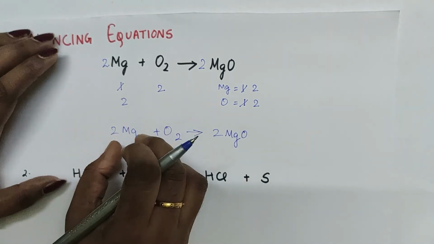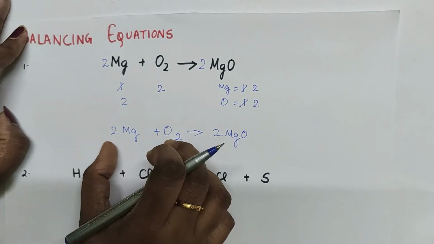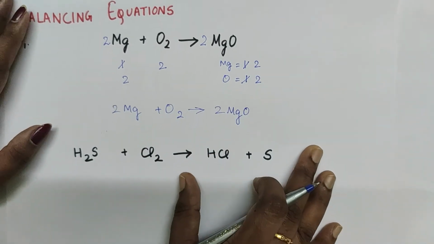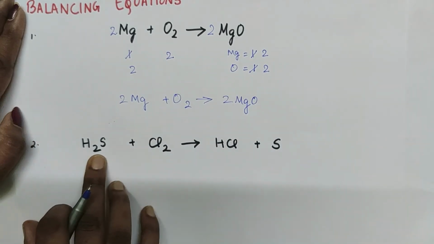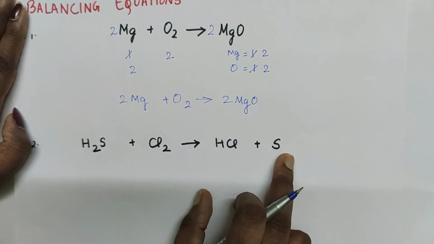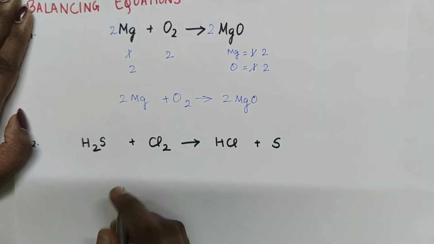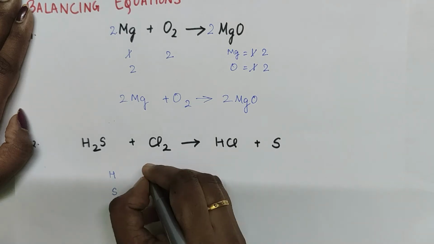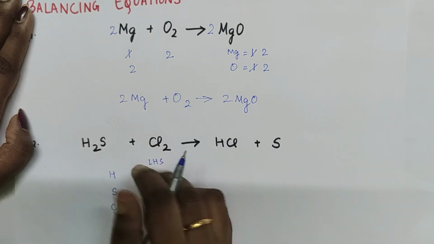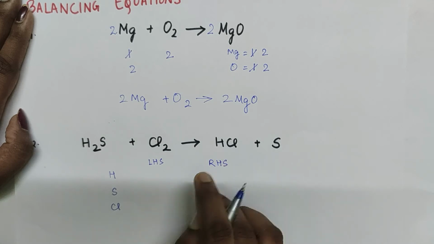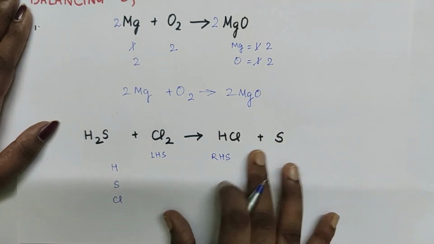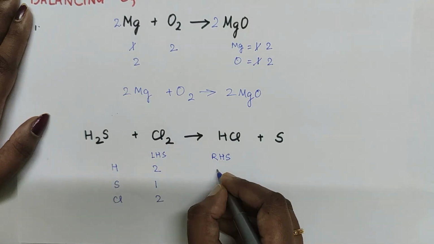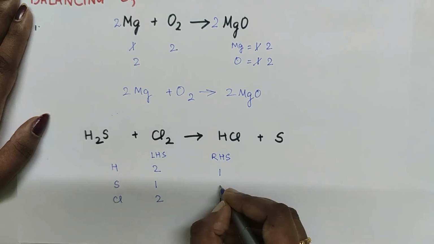So our main purpose of balancing an equation is to make the number of atoms on both sides equal. Then in the next equation, H2S plus chlorine gives HCl plus sulfur. To balance this, let us write all the elements so that it becomes easy for us to keep track. The left hand side elements are the reactants, and the right hand side elements are the product atoms. So here hydrogen is 2, sulfur is 1, chlorine is 2. Here hydrogen is 1, chlorine is 1, sulfur is 1.